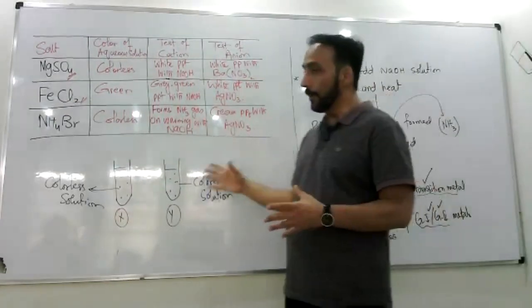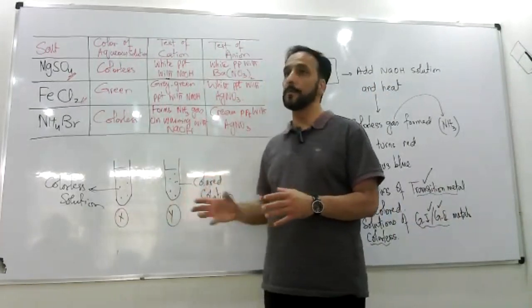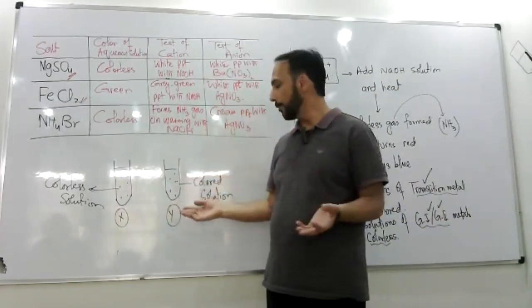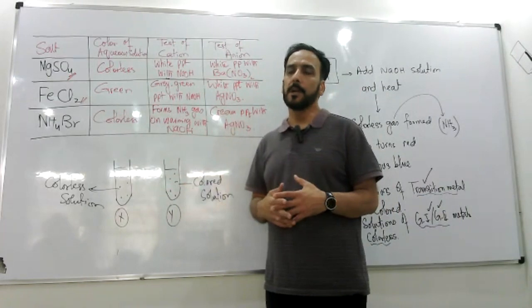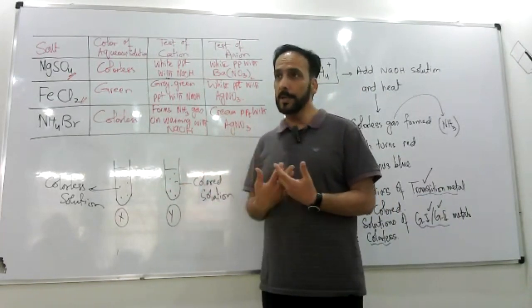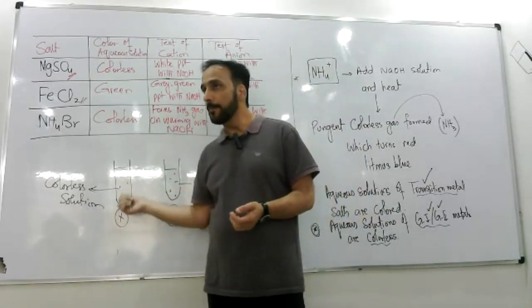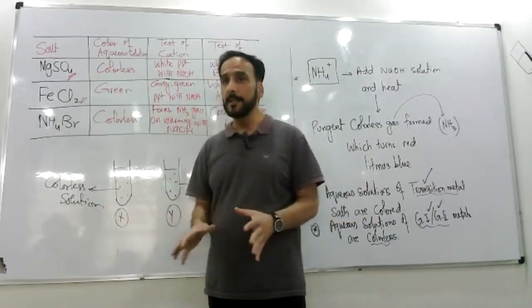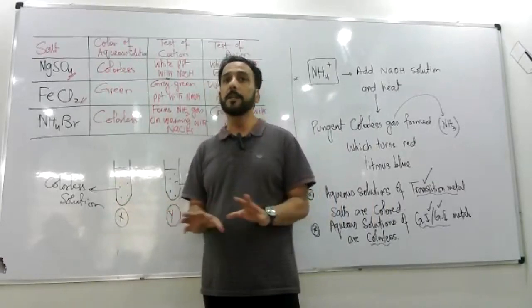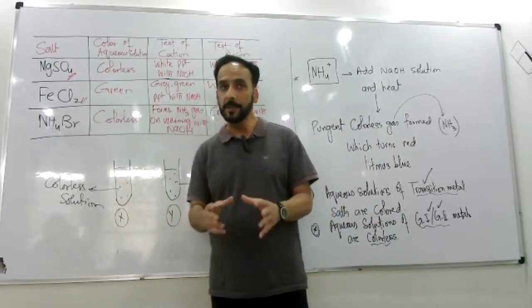Yes, solution Y is a solution of some transition metal. I don't know which one, but from the colored solution word, I can tell it is some transition metal solution. And similarly from X, colorless, I can tell that this solution does not contain a transition metal ion in it, right? This is very important information.